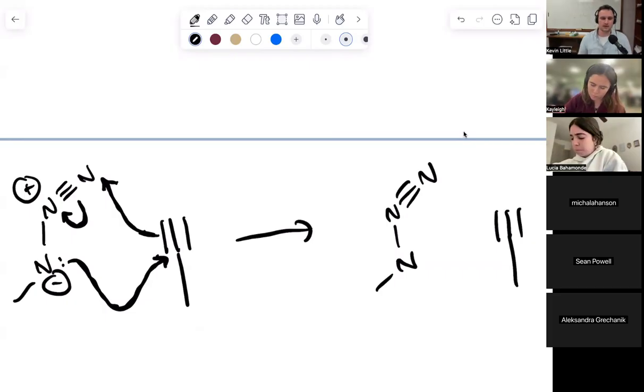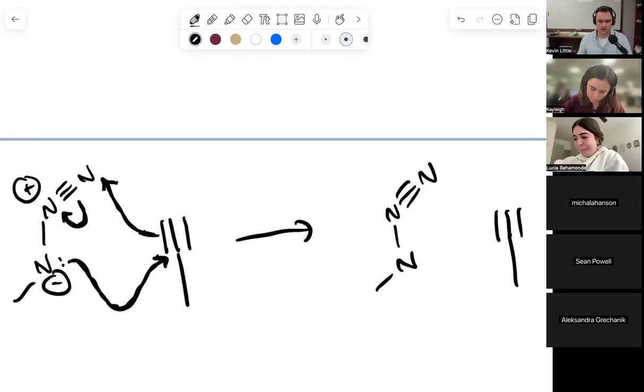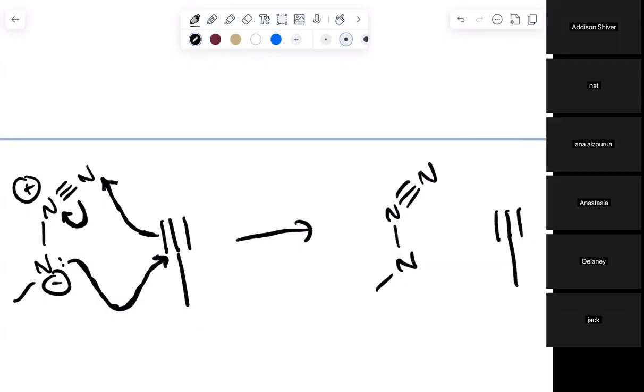So one arrow at a time. If anybody thinks they got it, I'd love to see your answer. I know y'all have cameras.